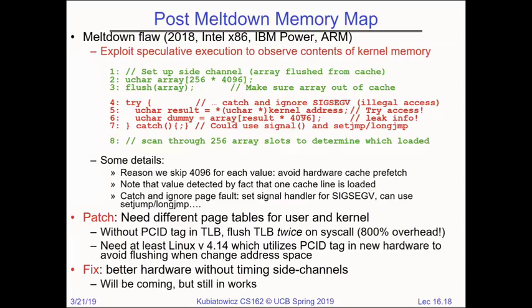Question? How is reading kernel memory bad? Because the kernel memory has got all sorts of private stuff in it, like files that other users have, or maybe passwords in other people's process space. So the kernel memory, the reason it's protected is because you're not supposed to know it as a user.